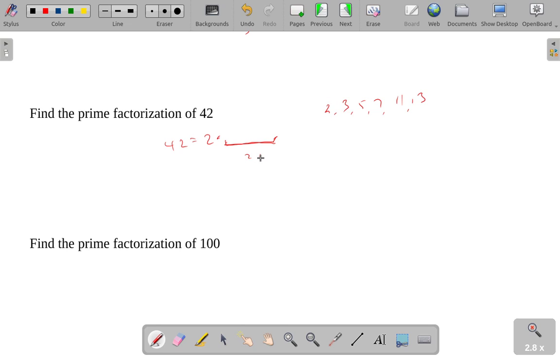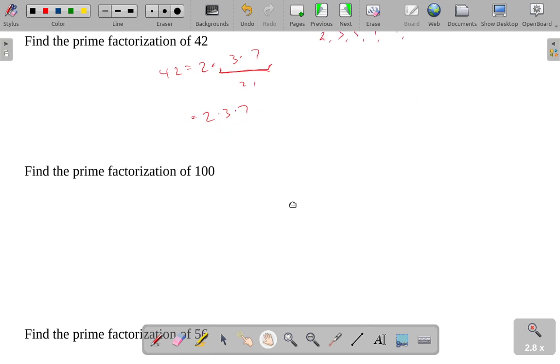3. I'll look to see if 3 is a factor of 21. And yes, it is. It's 3 times 7. 7 is actually a prime number, so this is my prime factorization of 42. 2 times 3 times 7. Now I'm writing this 21 down here just to show you what all this stuff should be equal to. But really it's 2 times 3 times 7. That's the prime factorization.